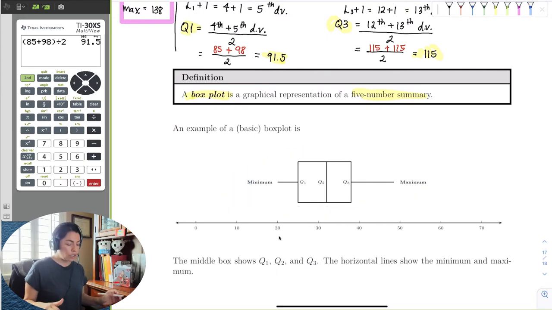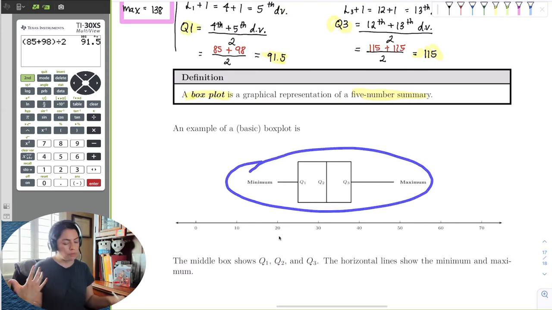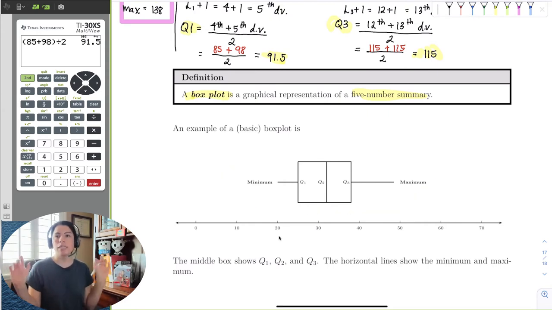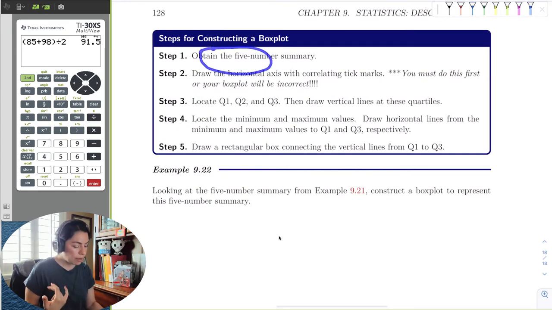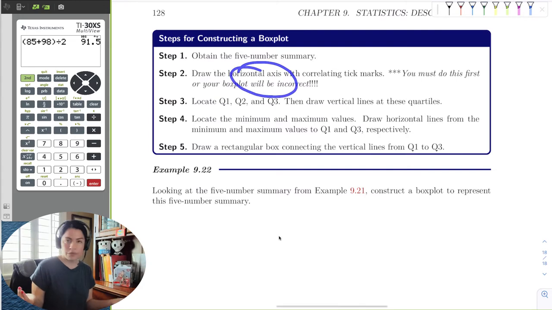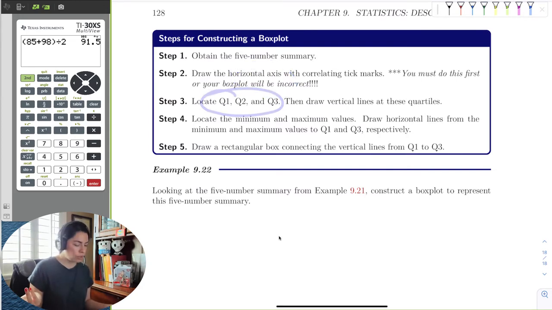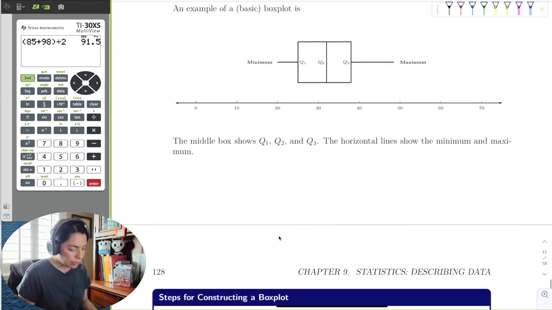So the first thing you're going to do is draw the axis, just like we did with the histograms and bar charts. We always did the axis first. And then we'll mark the tick marks. And then we'll mark where the five-number summary lies, and then we'll draw a box around the quartiles and then lines to the min and max. So it's a pretty nice little plot. Okay, so the first thing we need to do is obtain the five-number summary, draw the horizontal axis first as usual with tick marks, draw a box around the Q's, mark min and max and do lines, and then we have it. So let's take our five-number summary from up here.